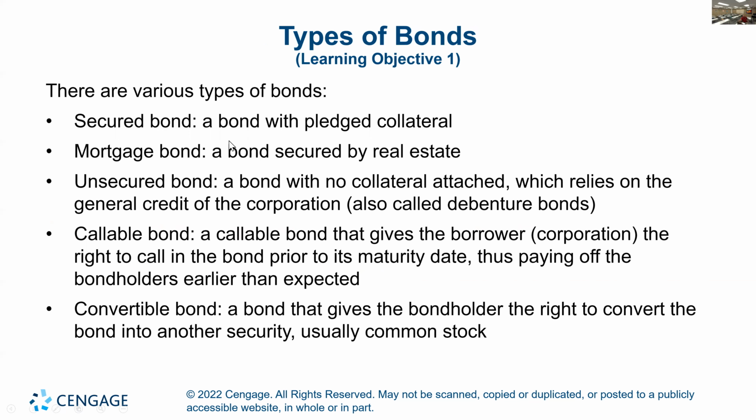Types of bonds we have: secured bonds, bonds pledged with collateral, such as mortgage bonds, backed by real estate, and unsecured bonds, a bond with no collateral attached. Those are your most common types of bonds. Most companies are going to issue unsecured bonds. You're just going off the creditworthiness of that company if you want to invest in them or not.